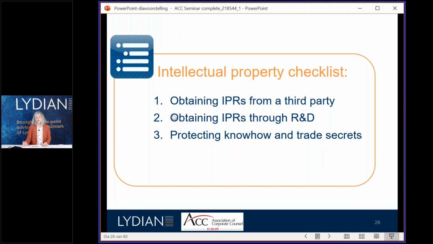But we will focus on the ones we have mostly encountered problems with. Basically it's when we obtain rights from a third party, when there is an R&D, a research and development project, and also, not strictly speaking an IP right, the problem of know-how and the protection of know-how. It's very important nowadays in this business.